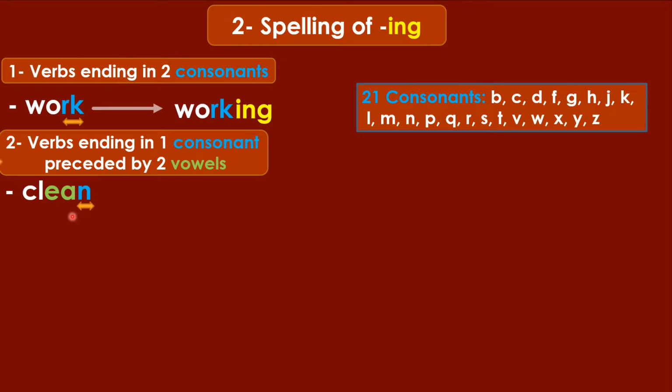Okay, this is a consonant and these are the two vowels. Okay, and these are the 5 vowel letters we have in English.